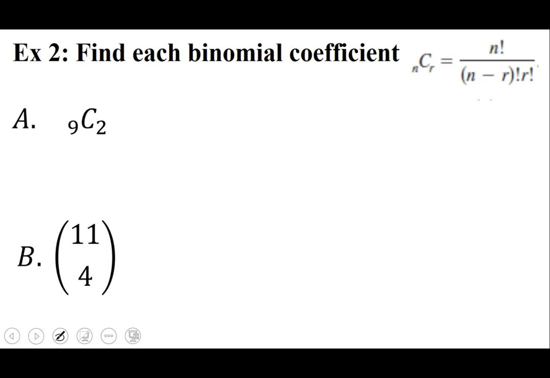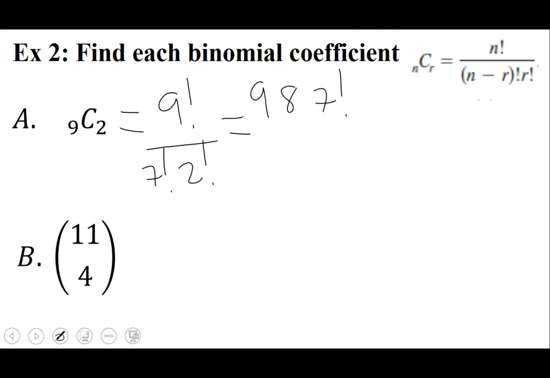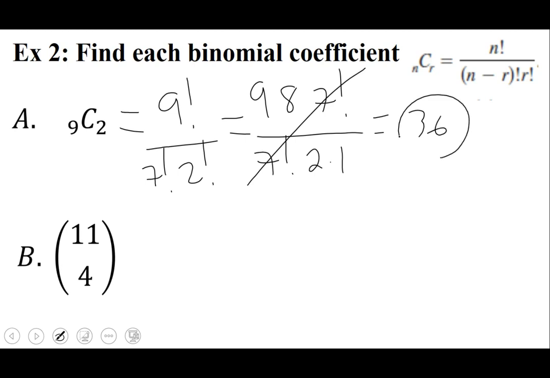So 9C2, again, we're going to be using the formula here. So if you're using the formula, you're going to identify n as 9, giving 9 factorial over 9 minus 2, which is 7 factorial, times 2 factorial. How could you get 9 factorial to reduce with 7 factorial? Well, if you took out the 7 factorial, you just would be left with 9 and 8. And then 2 factorial is, of course, 2 times 1. Cancel those 7 factorials. That's going to give you 72 divided by 2, which is going to give you a final answer of 36.